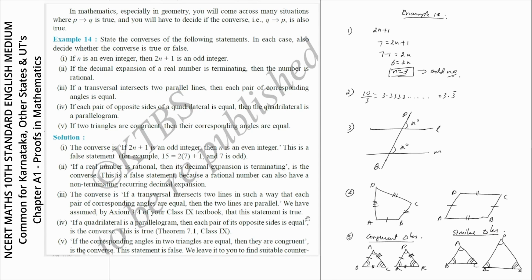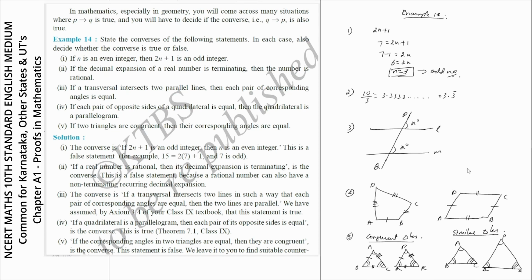Subquestion 2. If the decimal expansion of a real number is terminating, then the number is a rational number. So what is a rational number? A rational number is in the form of p by q, where both p and q are integers and q not equal to 0. So this statement is true actually. Whenever the decimal expansion of a real number is terminating, then it is a rational number. So the converse will be, if a real number is a rational number, then its decimal expansion is terminating. So this statement is false.